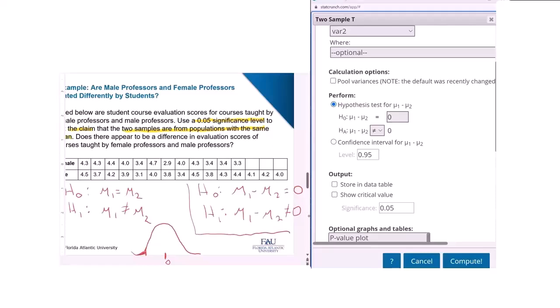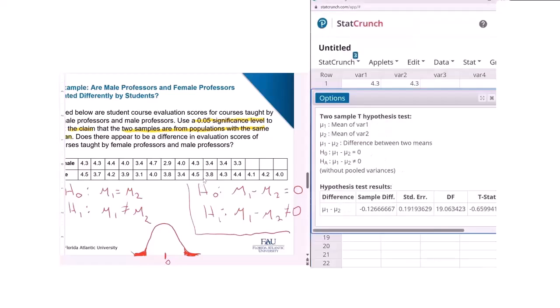I can have information at this end, or I can have information at this side. If it was greater than, then I would only have a one-tailed test. If it was less than, I would only have a one-tailed test. I want my hypothesis test for this. I hit compute, and here's my information.